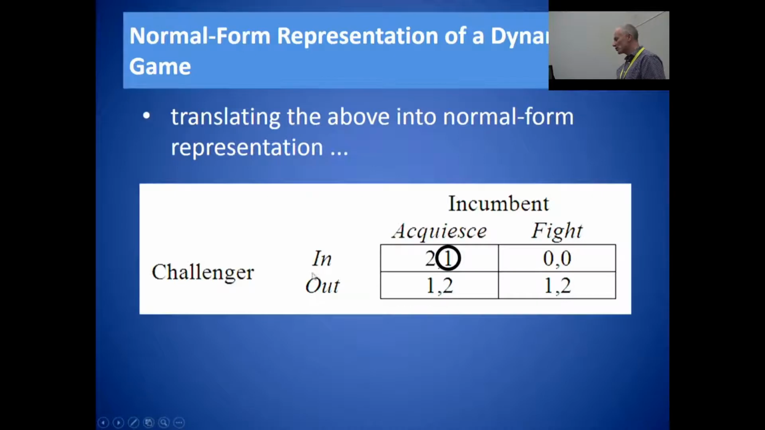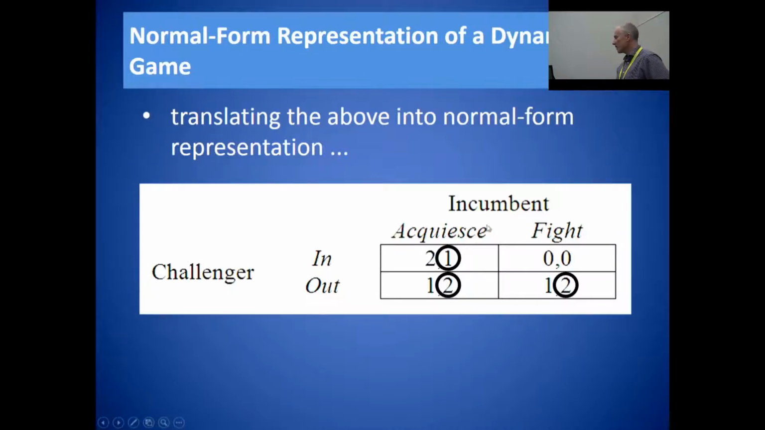If, though, the challenger chose to remain outside of the market, what would the incumbent firm do? It doesn't matter. Both acquiesce and fight give a payoff of 2. So both of them are optimal responses. Hence our circles denote that they're both optimal responses. And that's it for the incumbent firm. Those are its optimal choices. What then about the optimal choices of the challenger, the potential entrant?